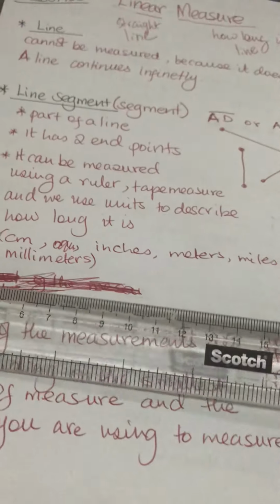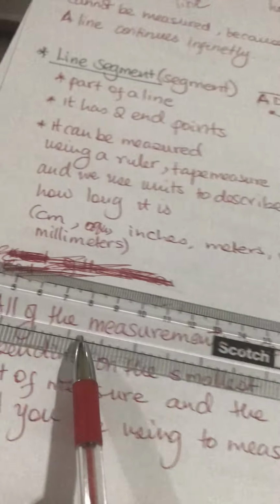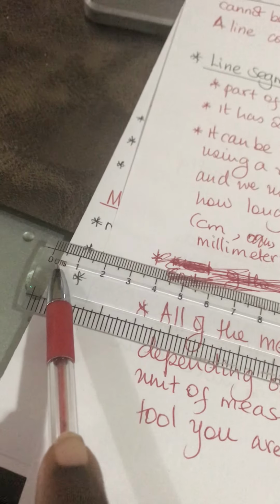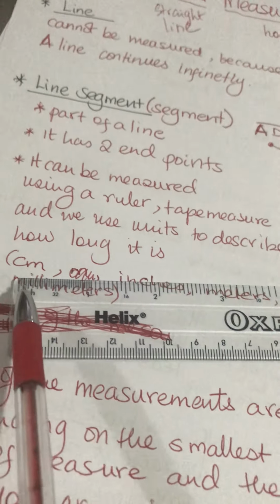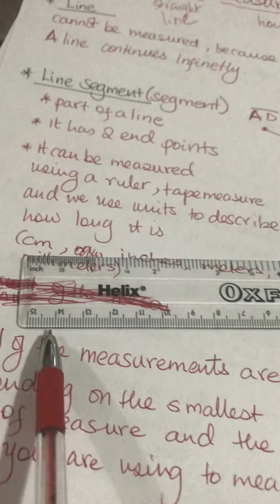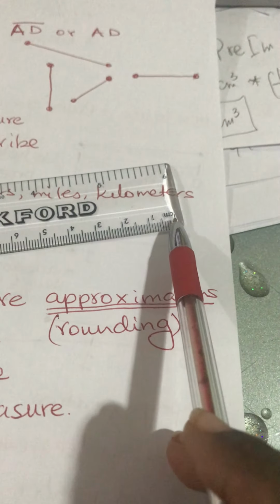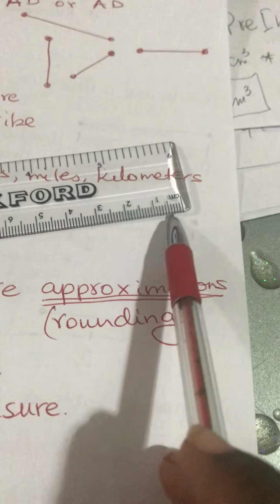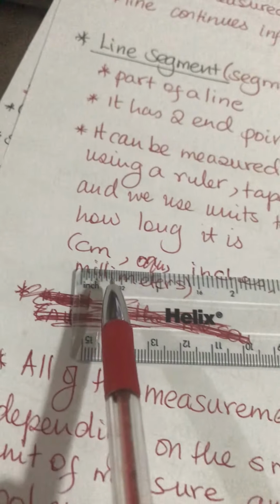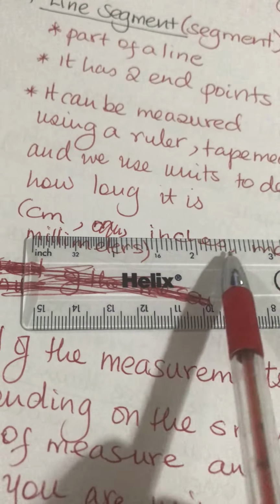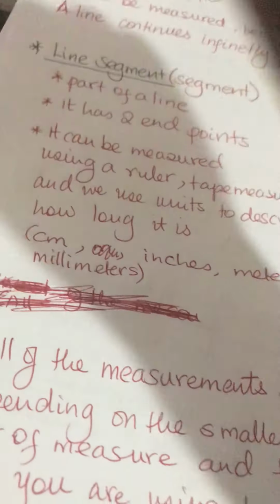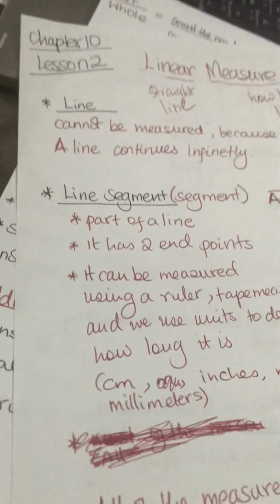So if you're using this tool, this ruler, you can use centimeters or you can use inches. Okay? This side is inches. And this side is centimeters. Okay? The same thing with this small ruler. On this side I have inches and on this side I have centimeters. So I can measure using centimeters or millimeters. See? And here, I can measure using inches. All right, let's continue.